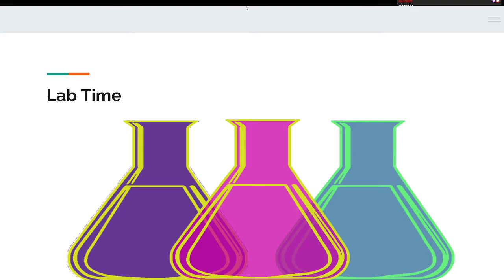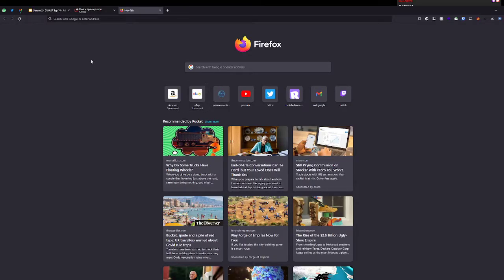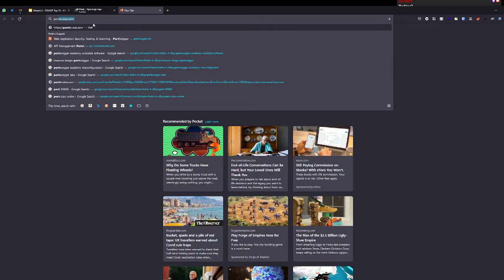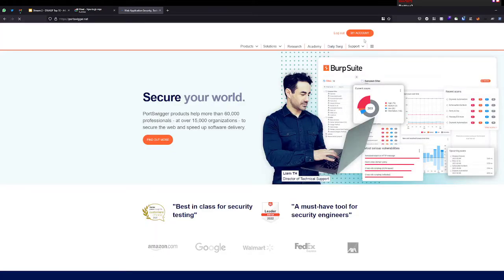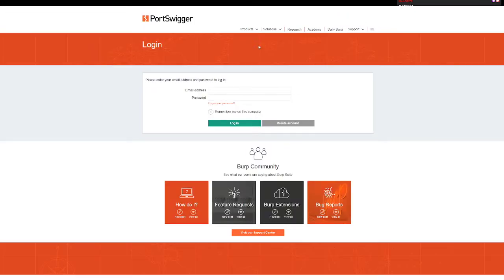Sorry guys, I'm just logging into this PortSwigger now. I realized that last time I put my password in on the email field, and then my password was just there for everyone to steal. Fun times. I also just did this on the wrong bloody browser. PortSwigger.net. Let's make sure I'm logged in on the right one.